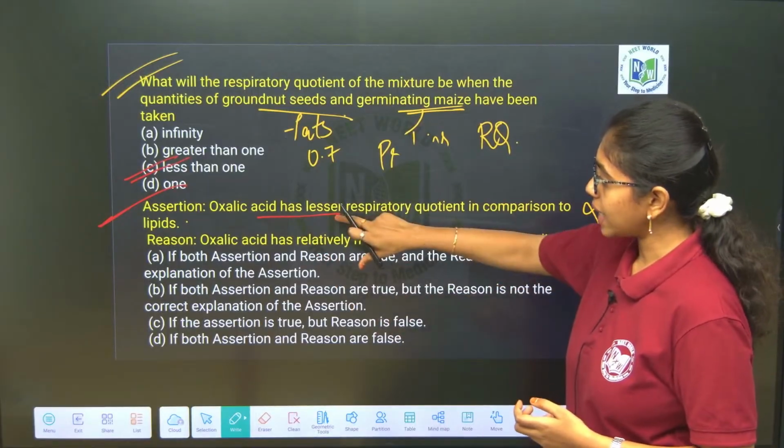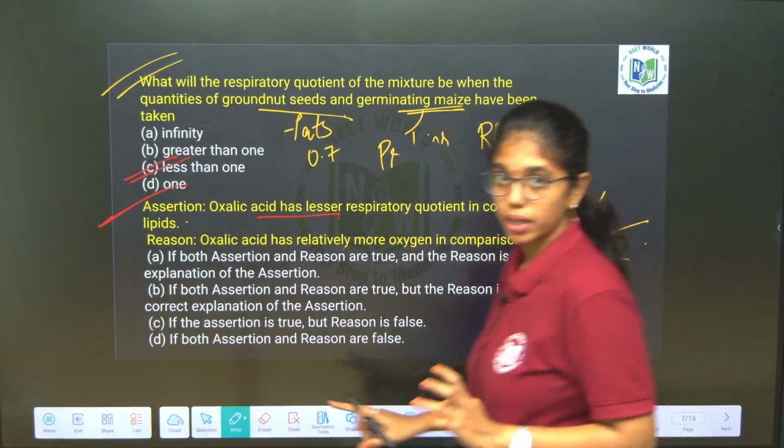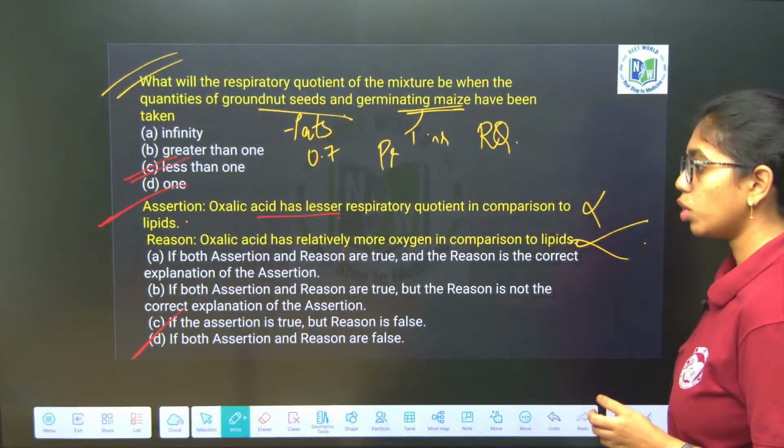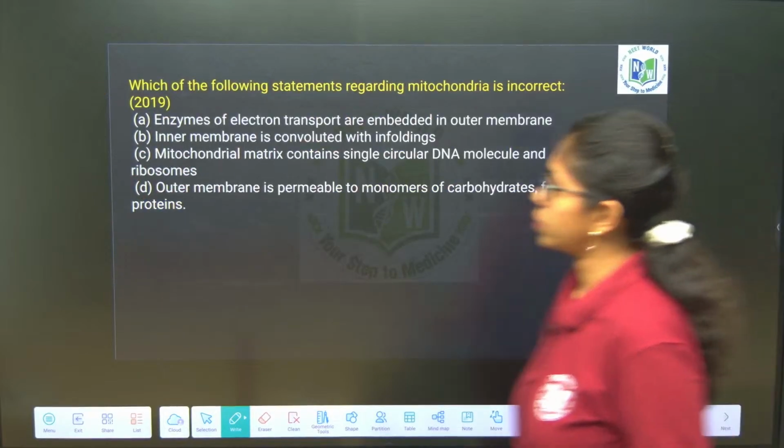In this case, the assertion and reason are both false. So here option D will be the right answer. Yes, both are wrong. Very good. Next question.